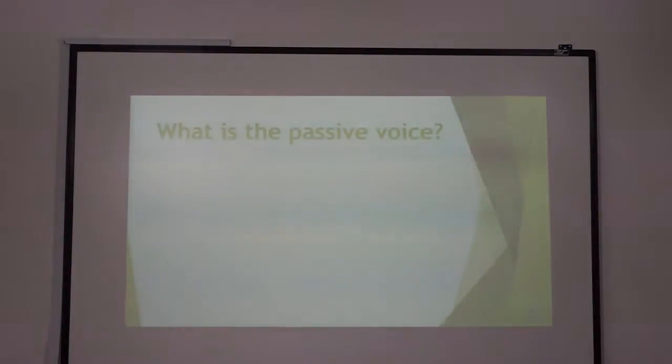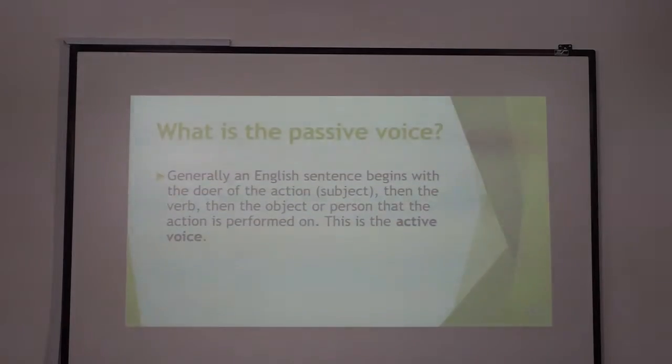What is the passive voice? Generally, an English sentence begins with the doer of the action, that is what we refer to as the subject, then the verb, then the object or the person that the action is performed on. This is the active voice. For example, we have subject, verb, object: Mary ate the mango.